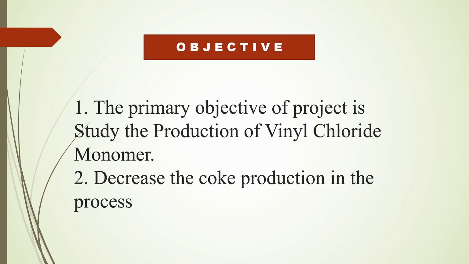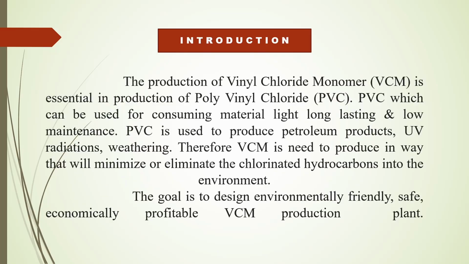Our first objective will be to study the production of vinyl chloride monomer, and our second objective will be to decrease the coke production in the process. Now the introduction. VCM is a main product for the production of PVC, and PVC has a large usage in our day-to-day life. Now our goal is to design the environmentally friendly, safe, economical, profitable VCM production plant.